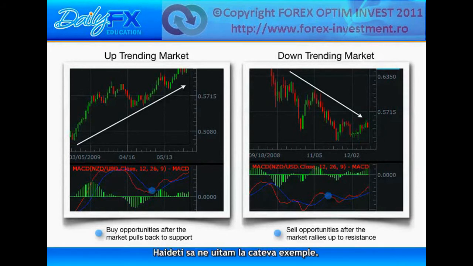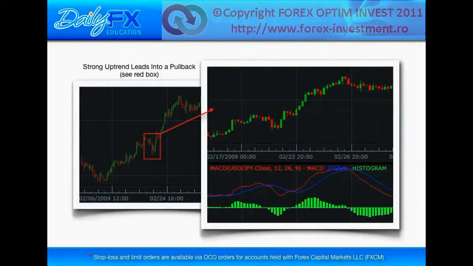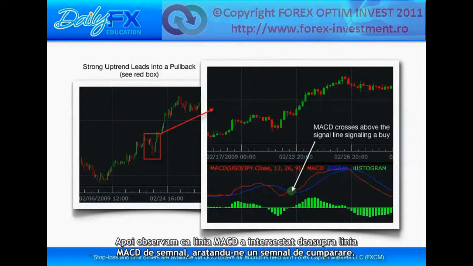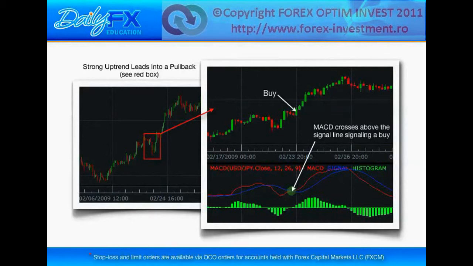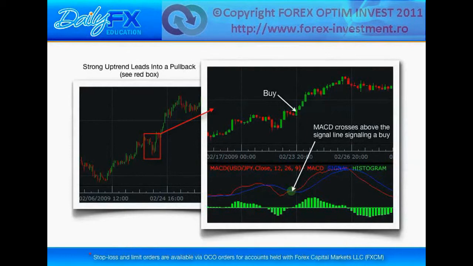Let's take a look at some examples. This chart shows a strong uptrend with a move down off of a high. We then note the MACD line crossing above the MACD signal line, which is our buy signal. It's important to wait for the candle to close to confirm the crossover, since we can see a cross in the middle of a candle only to reverse before the candle closes. So it's important to wait for the close before acting.